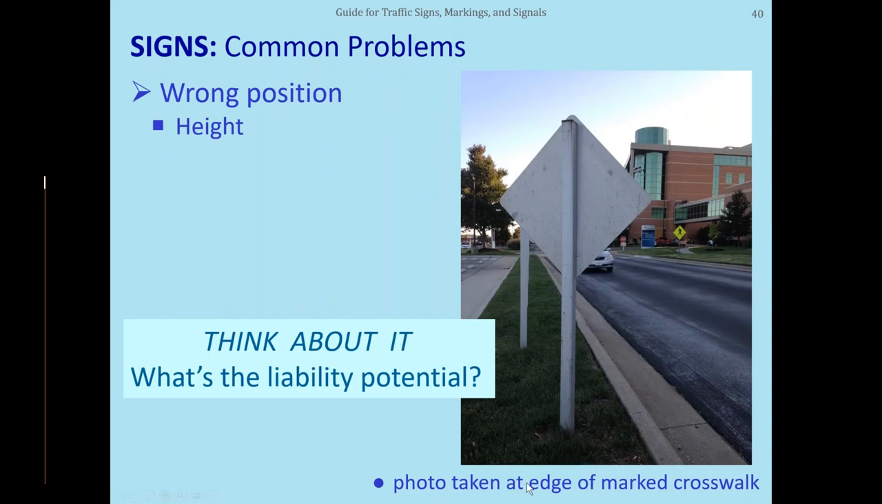I took this photo standing at the edge of a marked crosswalk. This sign, too low, they didn't conform to the requirements of the manual. And so what's the effect? You're having a vision obstruction. What's the liability potential here if a pedestrian is struck in the crosswalk? Well, it doesn't take a lot of imagination to realize that there could be a sizable payout by a jury to someone who was injured as a result of not following the MUTCD.